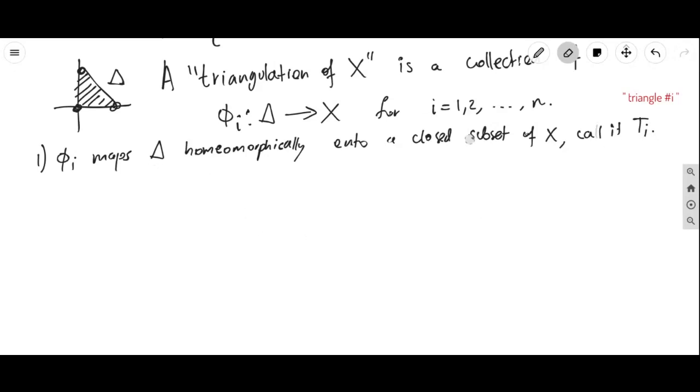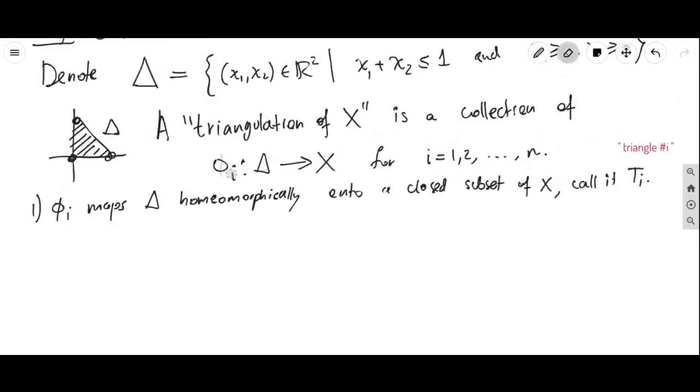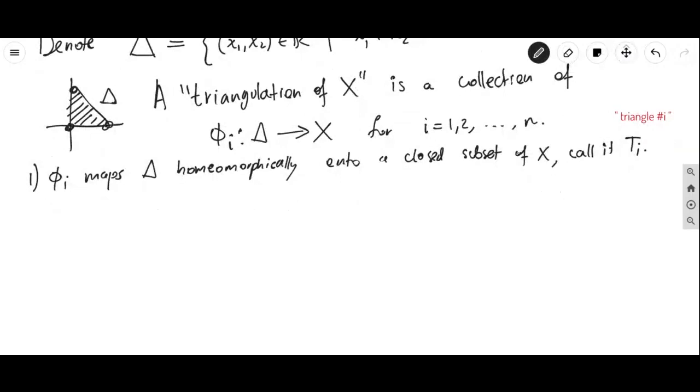So Ti is just the triangle. So the difference is that phi is the mapping of the Euclidean triangle, and Ti is the corresponding abstract triangle that's sitting inside X. The next condition is Ti and Tj are either disjoint. Well, maybe before I say that, maybe I should say that X is a union of all of these triangles. So that should make sense because this is a triangulation. We're covering the space using closed sets.